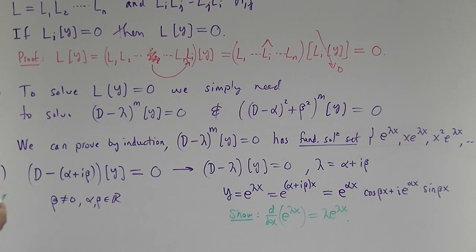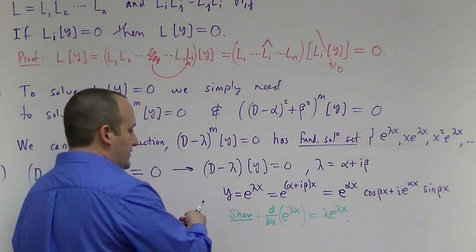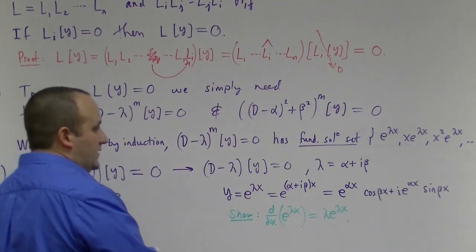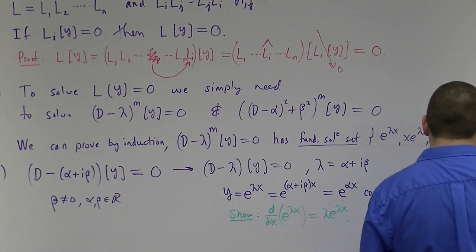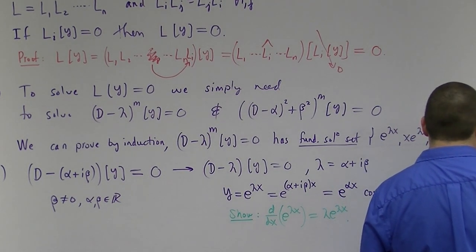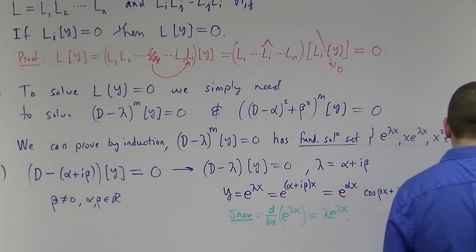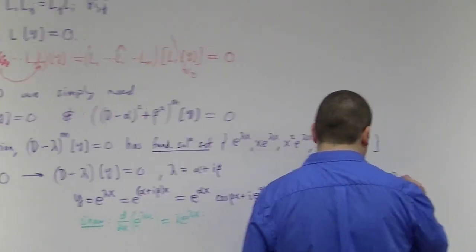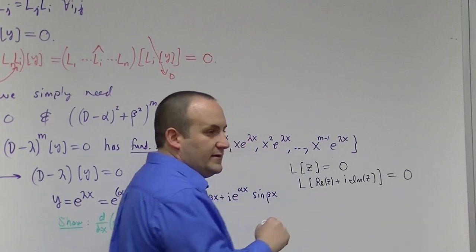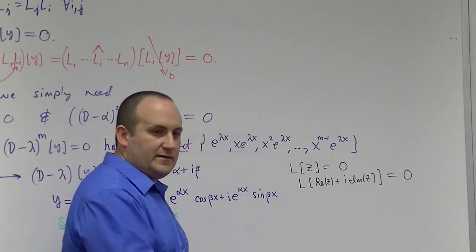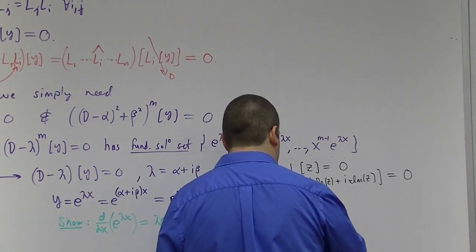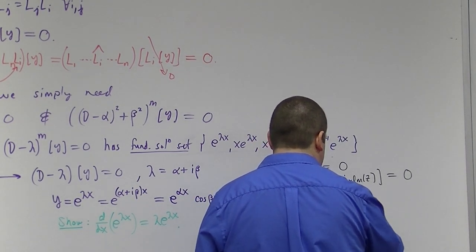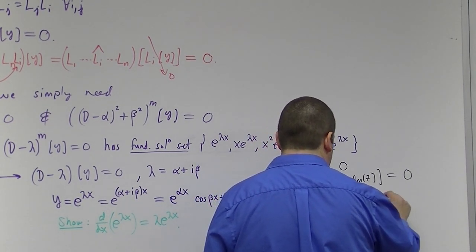So let's focus on the m equals 1 case. If lambda is complex, I found this complex solution. But there's a thing you can notice here. If we have L of, let's call it Z, L of Z equals 0, then that would be L of the real part of Z plus i times the imaginary part of Z equals 0. But L is a linear operator. In fact, the complexification of L, essentially by definition, is when we take the real L and let it act on the real part, plus i times the real L acting on the imaginary part. That was what we defined the complexification to be in linear algebra, you may remember.